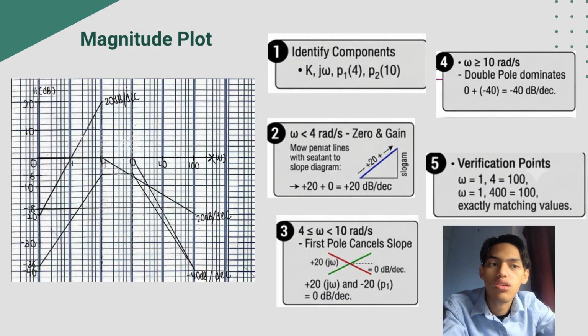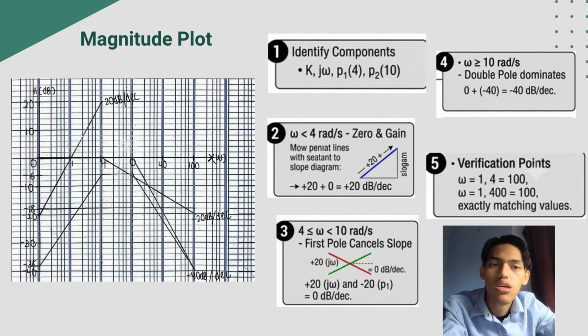We have our gain factor K, a zero at the origin j omega, a first pole, P1, at 4 radian per second, and a second pole, P2, at 10 radian per second. In step 2, we look at the low frequency behavior below 4 radian per second. In this region, only the zero and the gain dominate. The zero gives us an upward slope of plus 20 dB per decade, while the gain contributes a flat 0 dB per decade, resulting in a combined initial slope of plus 20 dB per decade.